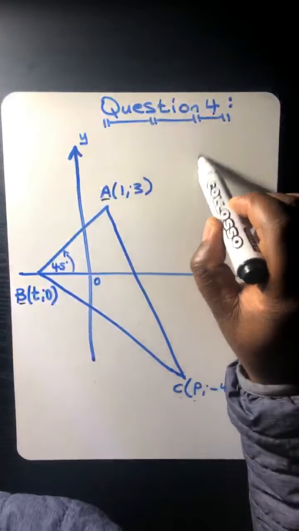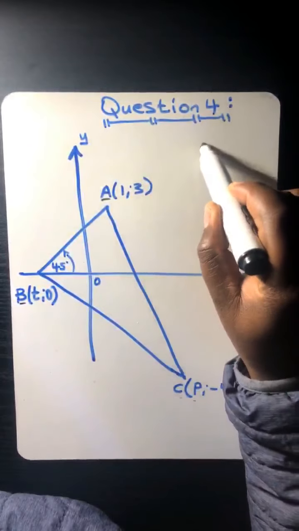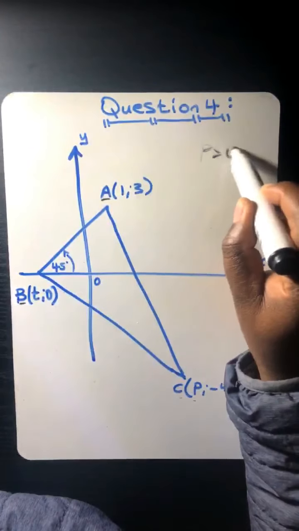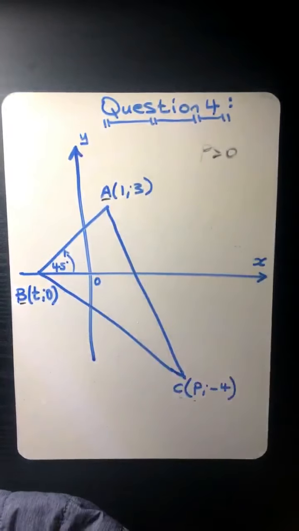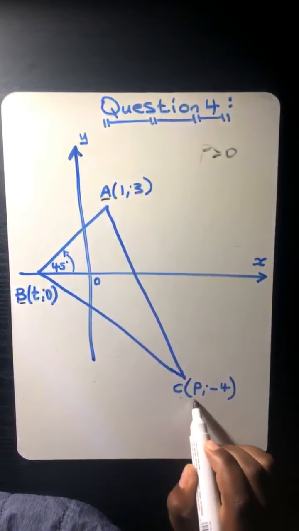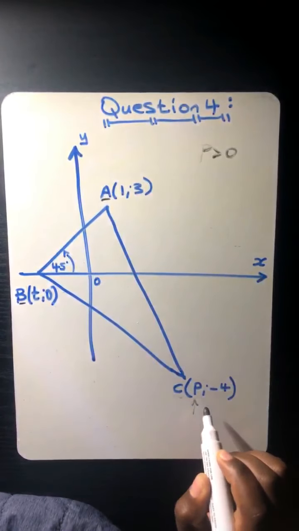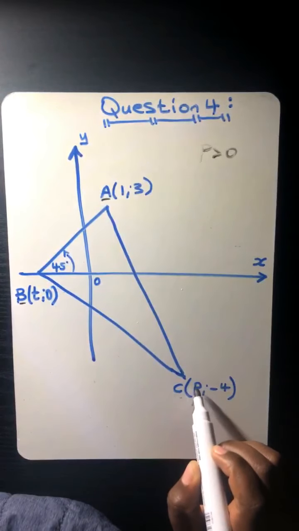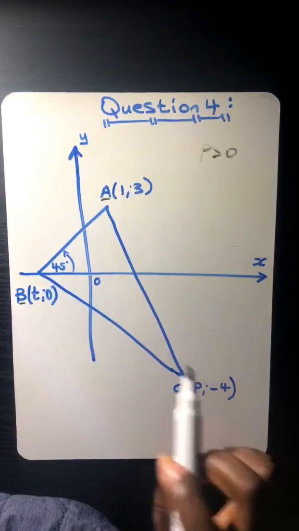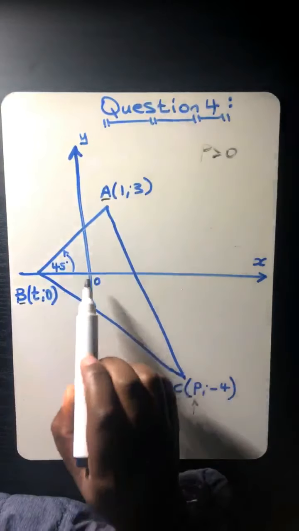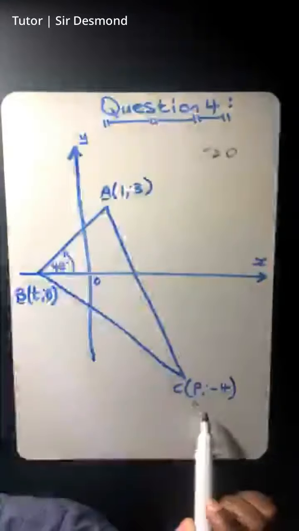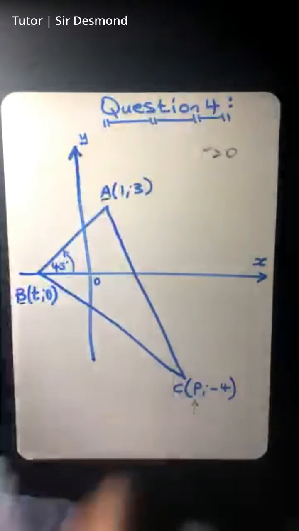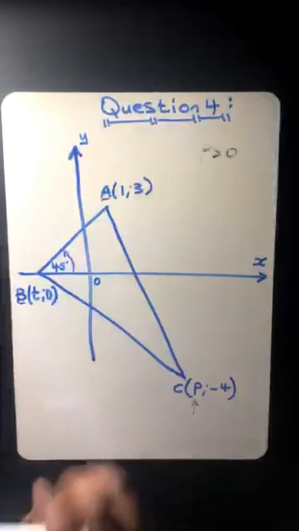So this is how it is written, P greater than 0 there. And of course, we know that P is actually the x value, and it is obviously greater than 0. So that means this point being P, its x value is greater than 0. Of course, we can see it's on this side of the x-axis. So don't get confused by that statement.